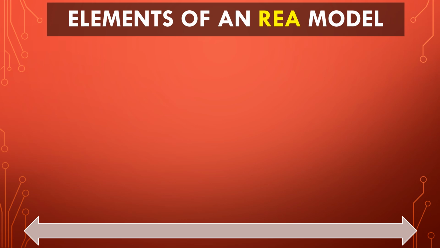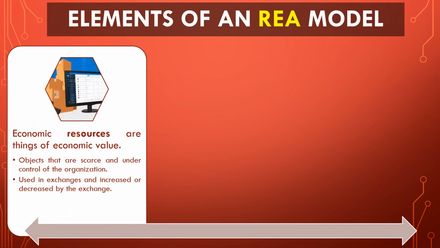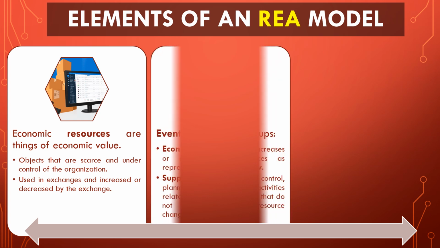Let's have a look into the elements of the REA model. So we have economic resources, which are anything that has economic value. Objects that are scarce and under the control of the organization, meaning the organization owns those economic resources, and they can sell, purchase and use that economic resource. It is used in exchange, and it may increase or decrease by the exchange.